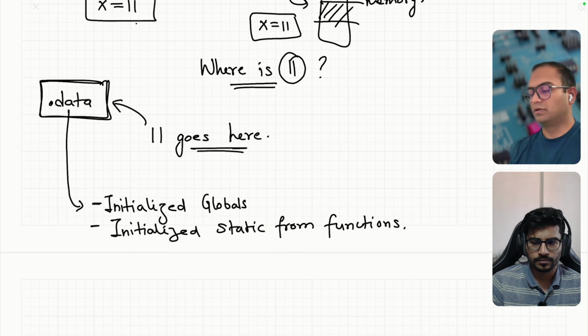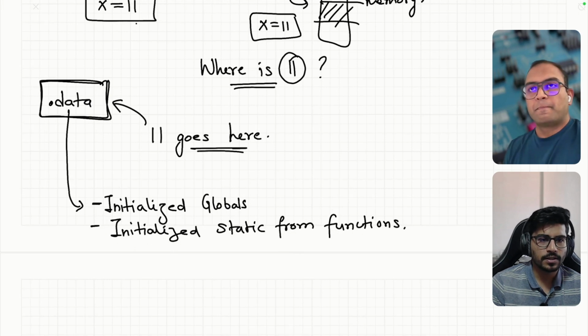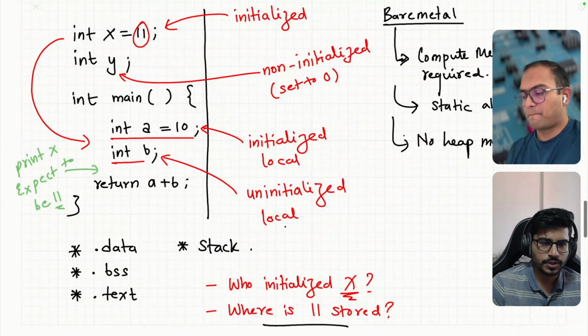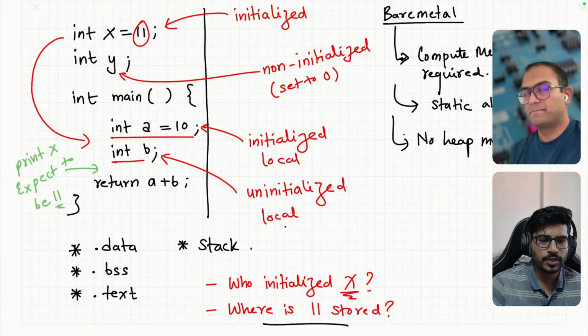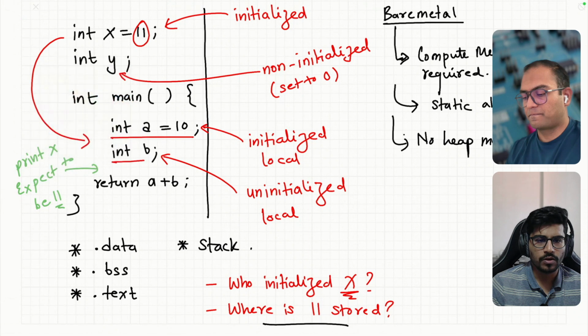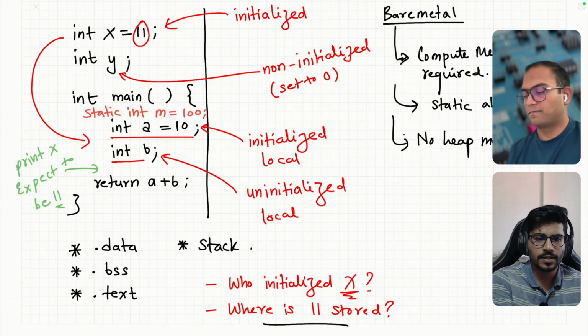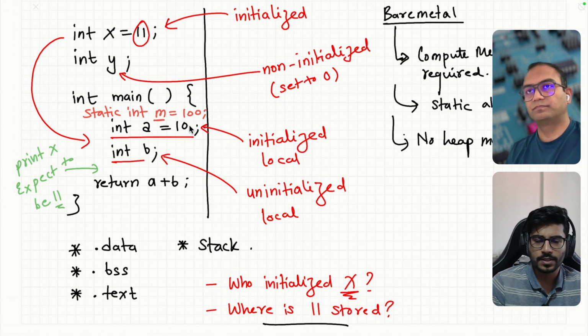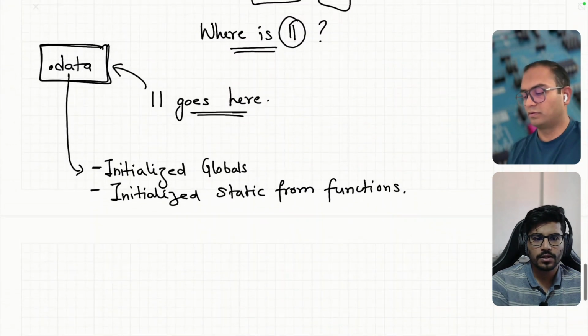If you can scroll a little bit up, Piyush. If you had in your main body static int m, or any other variable, static int m equals some 100, let's say. Then even this 100, I'm not saying the variable m, the space for that would be devised later, but the value 100 would be going under the data section.